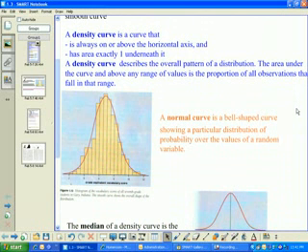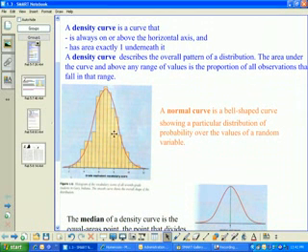It does describe the overall pattern of a distribution. And the one that we have here, this figure 1.3 from your textbook, this is a picture of what we'd call a normal curve. It is a bell-shaped curve, so if you've ever heard of teachers say, I'm using a bell curve, this is similar to what they're talking about. Most of the data falls in the middle range with less on either side.